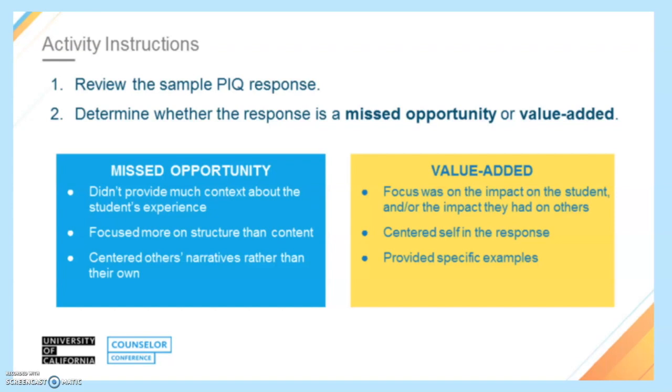This is what you want to do as opposed to a missed opportunity. A missed opportunity means you didn't really provide any additional information that would help highlight one of those 14 factors that they're including. So in order for this activity to be really effective, you need to make sure that you are genuinely and thoroughly reading the responses and then thinking to yourself, is this a missed opportunity or a value added? This process is going to help you write your personal insight question responses more effectively.